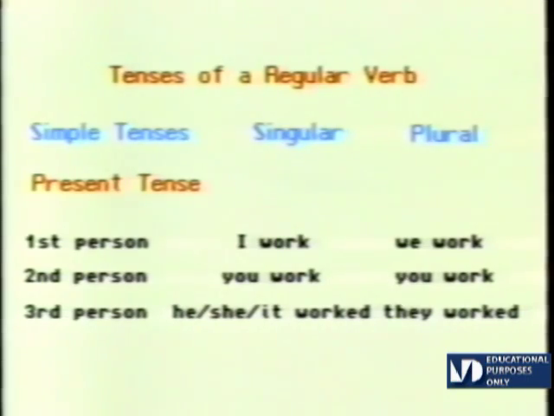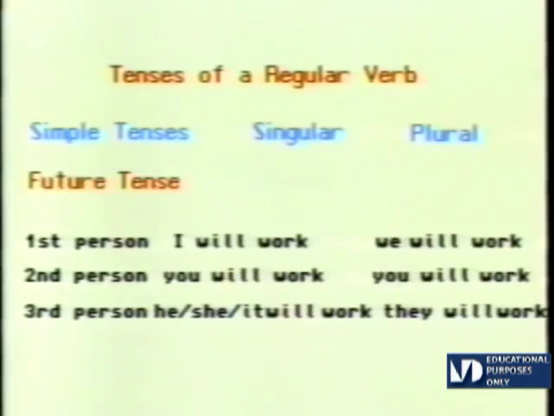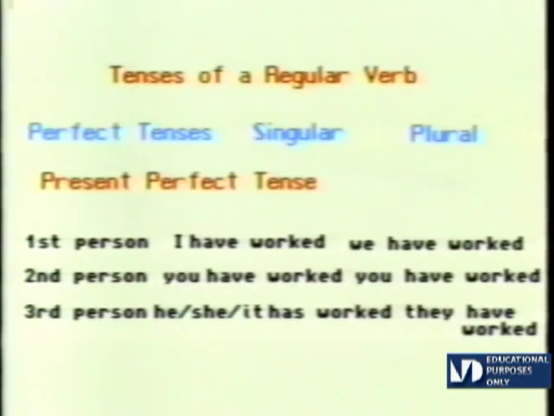Compare these tenses of the regular verb work. The present tense: I work, they work. The past tense: I worked, they worked. The future tense: I will work, they will work. The present perfect tense: I have worked, they have worked.